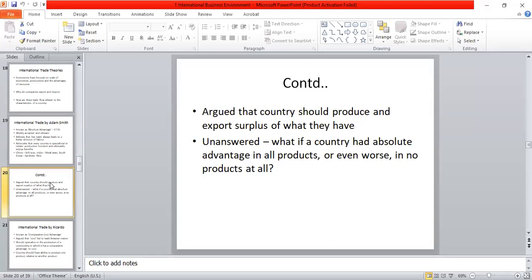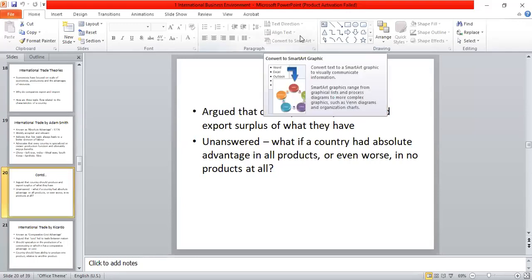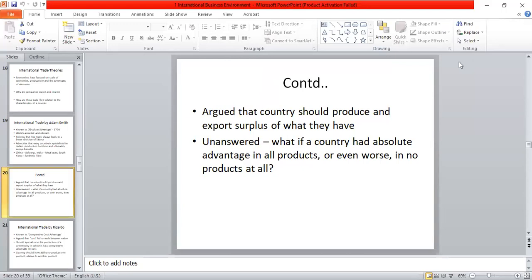And we know what absolute advantage is. What do you mean by absolute advantage? Can you share what absolute advantage is? To produce a greater quantity of goods. A country has the ability to produce a greater quantity of goods.